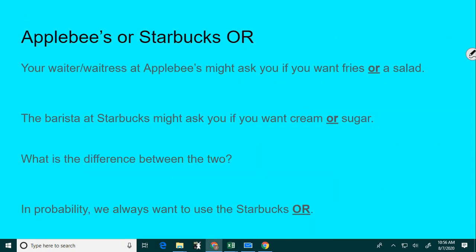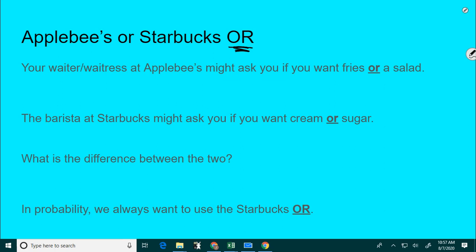Okay, so an important idea to understand before we really get into this is the word or. When we talk about the word or in probability, in the English language, there's a couple ways to think about it. I want to look at two examples here and decide which one is the correct one. So if you go to Applebee's, you order your meal, your waiter or waitress comes up and says, do you want fries or a salad with that? Okay.